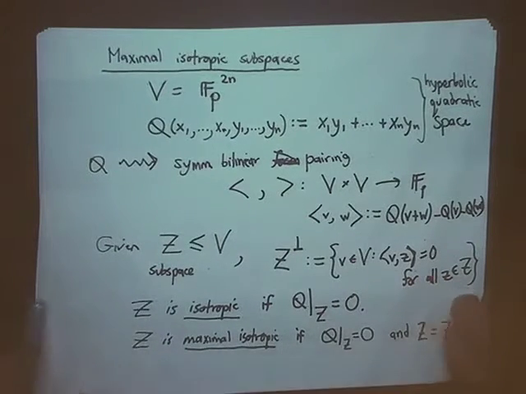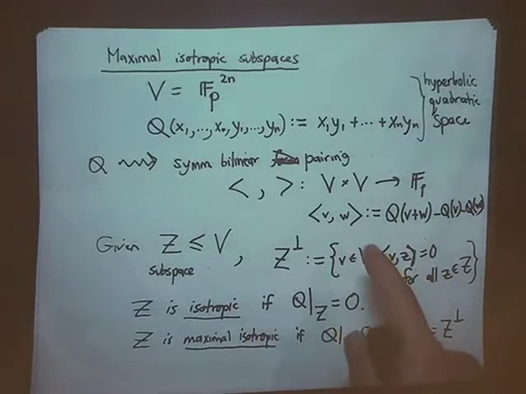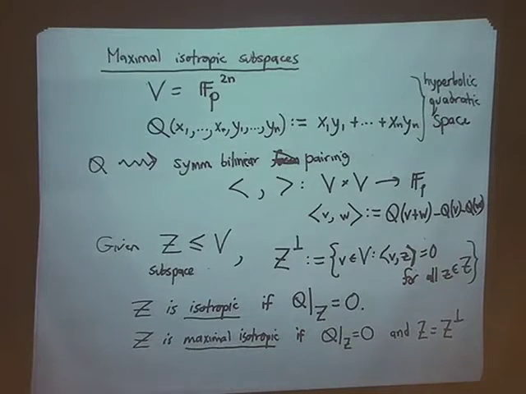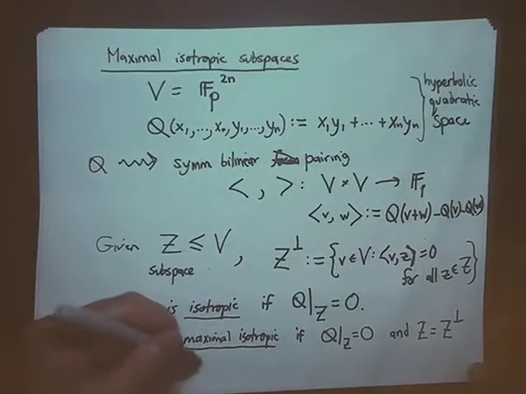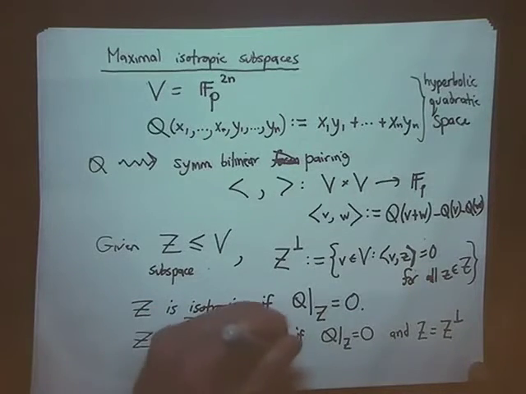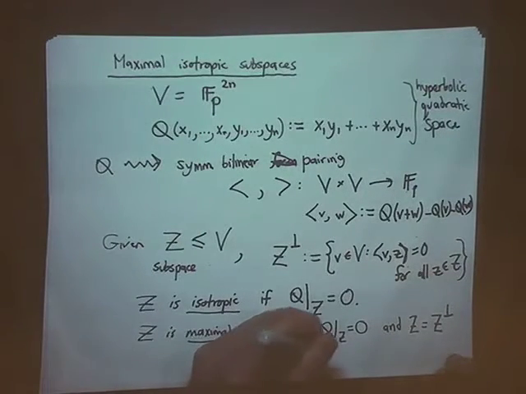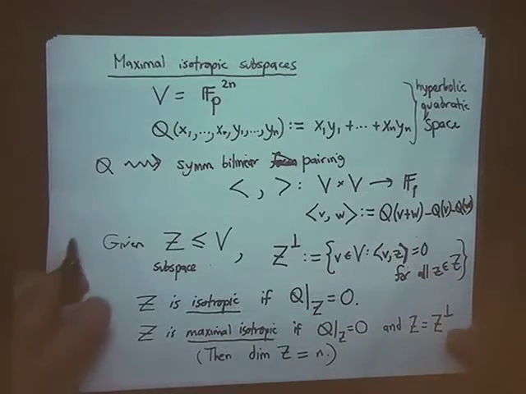Okay, so by the way, it's easy to figure out what the dimension of any maximal isotropic space is, because the perp always has the complementary dimension, since this is a non-degenerate bilinear pairing. So in order for Z to equal Z perp, the dimension would have to be half of the ambient dimension. We started with something of dimension 2n, so that means that any one of these is going to have dimension n.